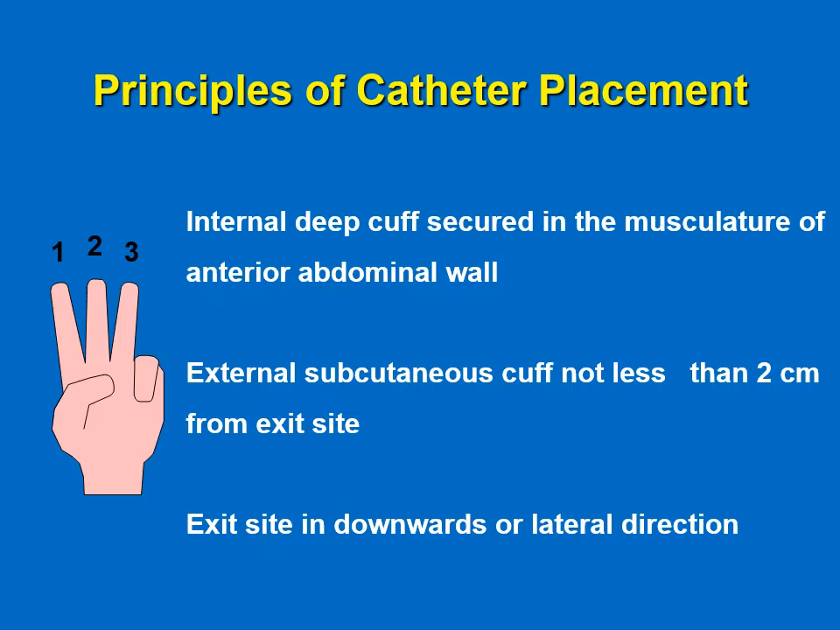We have some principles of catheter placement that should always be taken into account so that it will minimize the long-term complications that we may face. First, the internal deep cuff should always be secured in the musculature of the anterior wall muscle, which is the rectus muscle, so that it will be fixed in place. In addition, the external subcutaneous cuff should be no less than 2 centimeters from the exit site.